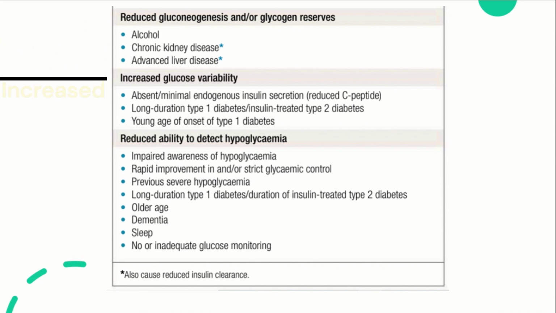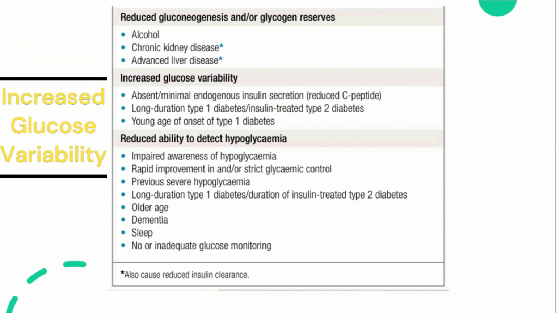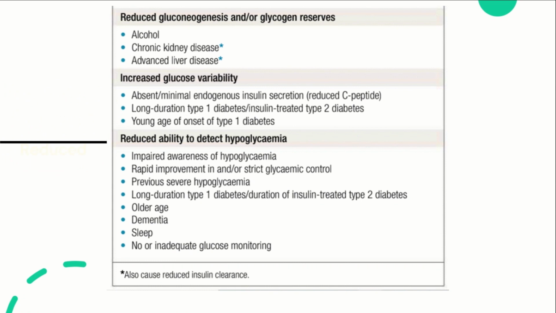Due to increased glucose variability, such as long-duration type 1 diabetes or insulin-treated type 2 diabetes, young age of onset of type 1 diabetes. Due to reduced ability to detect hypoglycemia, such as impaired awareness of hypoglycemia, rapid improvement in and/or strict glycemic control, older age, dementia, sleep, no or inadequate glucose monitoring, and so on.